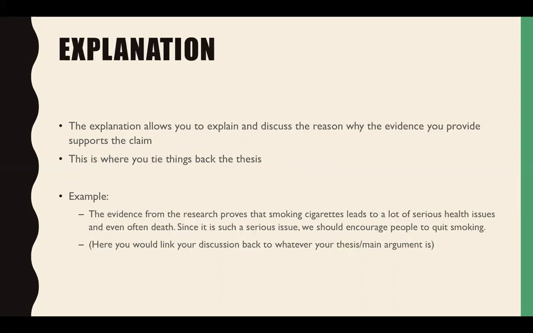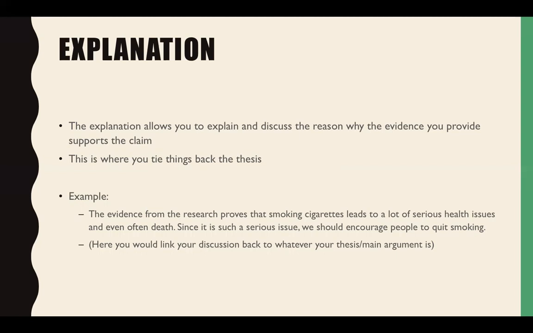The next step in building your main paragraphs is the explanation. So after you've made your claim and provided supporting evidence for it, you're going to explain to your readers and discuss the reasons why the evidence you provide supports the claim. This is also where you'll tie your ideas back to the thesis of your paper. So for the cigarette example, an explanation could be the evidence from the research proves that smoking cigarettes leads to a lot of serious health issues and even often death. Since it is such a serious issue, we should encourage people to quit smoking.